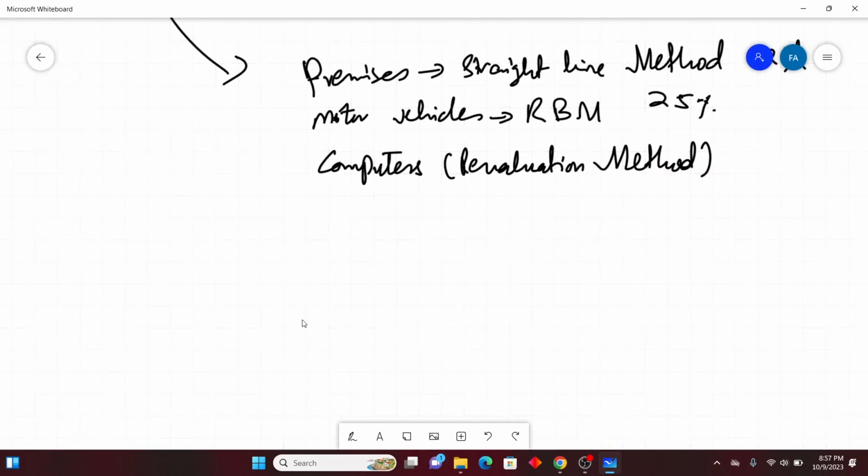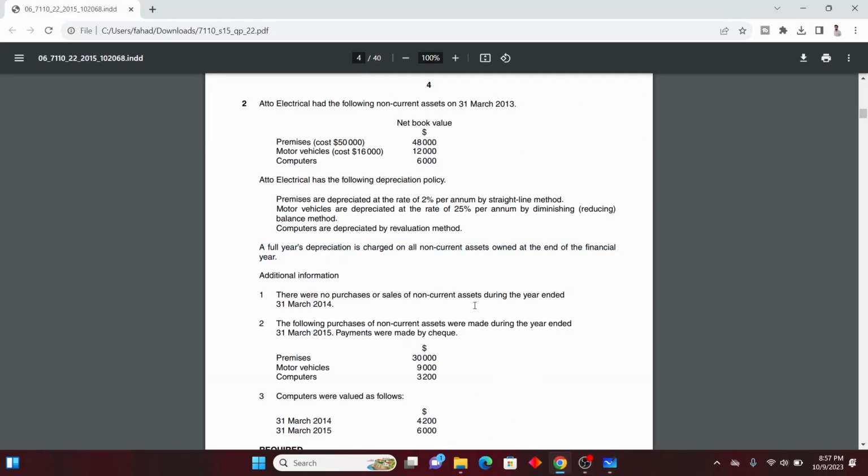So let's move forward to requirement number 1. So far we have got the details. Additional information is saying there was no purchase or sales of non-current assets during the year ended 31st March 2014. Sorry, correct. The second one is saying the following purchases of non-current assets were made during the year ended 31st March 2015. The payments were made by check. Okay.